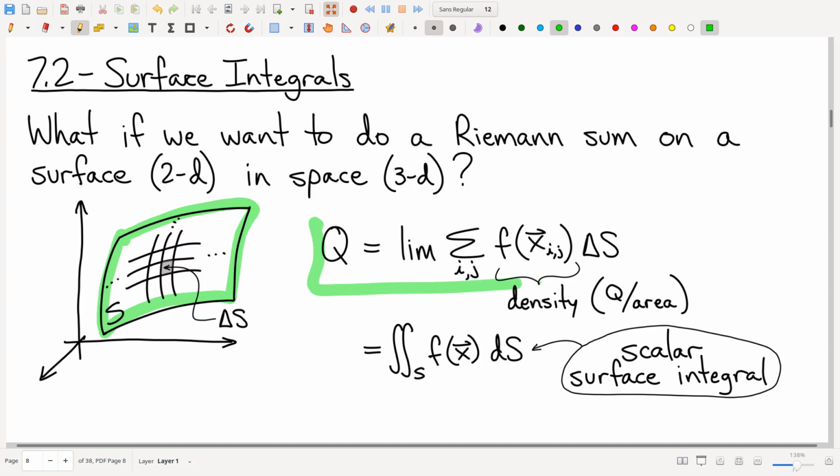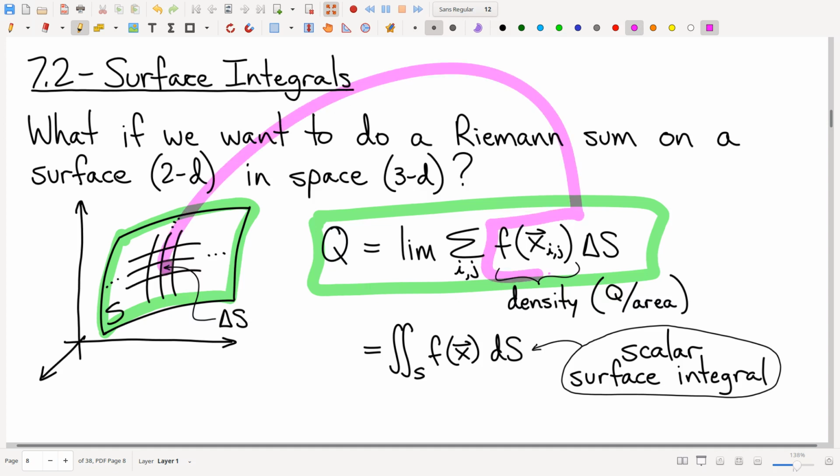Well, we make up a new, appropriately tailored idea of a Riemann sum. This time, instead of chopping a curve up into little pieces that have little lengths, we're going to take this surface and chop it up into little pieces, each of which has little areas. And then on each one of those areas, we're going to talk about some sort of a density times that area, by which I mean quantity per unit area times area, right?